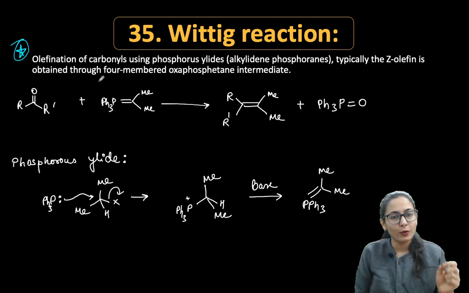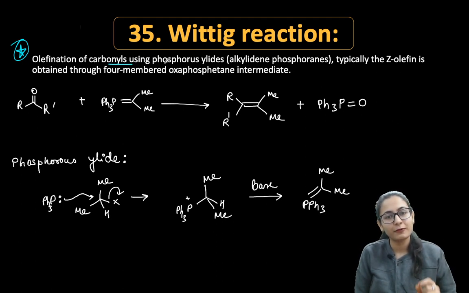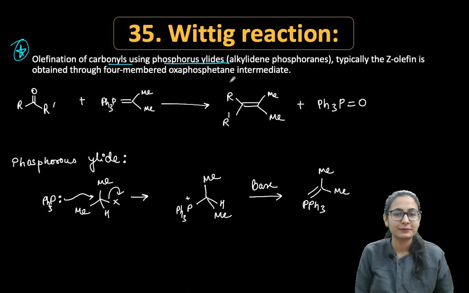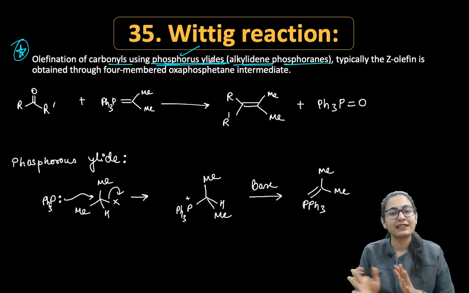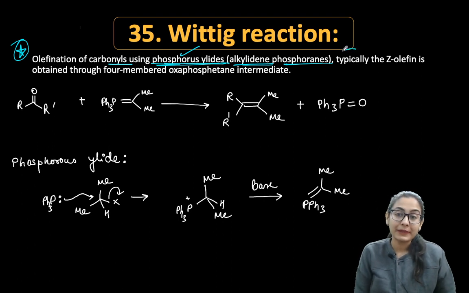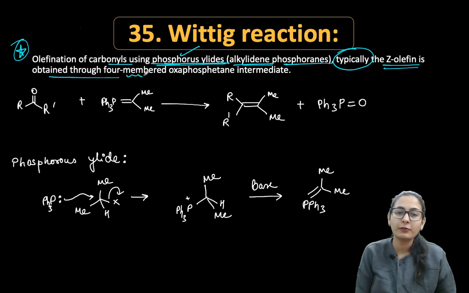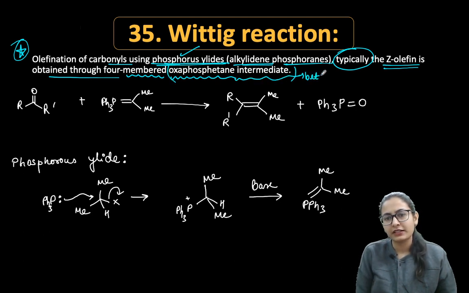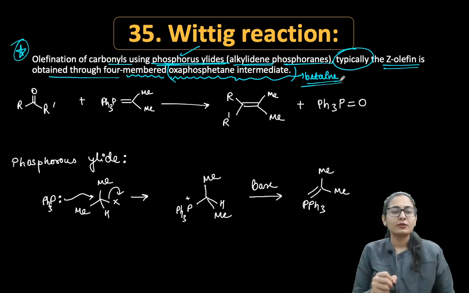So it is the olefination of carbonyls using phosphorus ylide. So I think you already know this part very well. The phosphorus ylides are sometimes also called alkylidene phosphoranes. Okay, so even if you remember phosphorus ylide, that's fine. Typically it gives the Z olefin and is obtained through a four-membered oxaphosphetane intermediate, which you sometimes also call the betaine intermediate. Okay, so this is one thing very important that you understand.